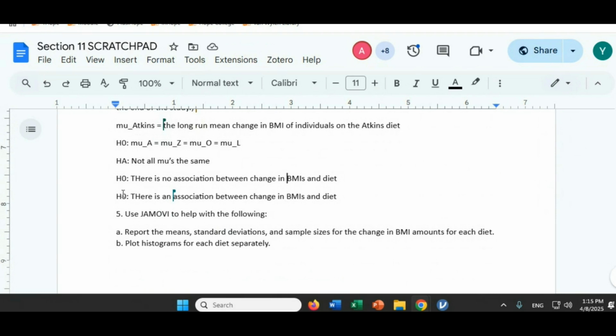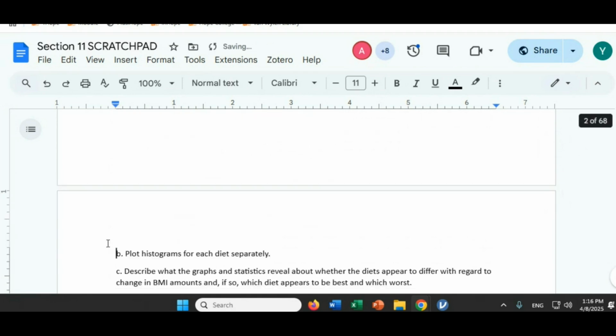Okay. Use Jamovi to help with the following. Can I have someone do this for me? Don't paste a picture. Can I have someone paste the text of all those statistics here? You know what I mean? I believe Jamovi allows you to copy the text. It doesn't have to export as a picture. Can someone paste all the text for all the different means for the groups and all that?